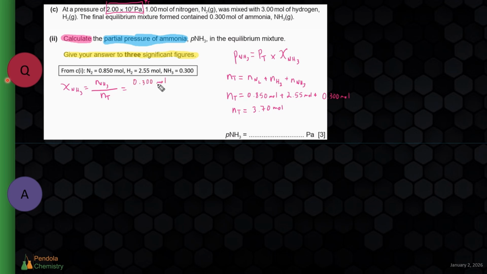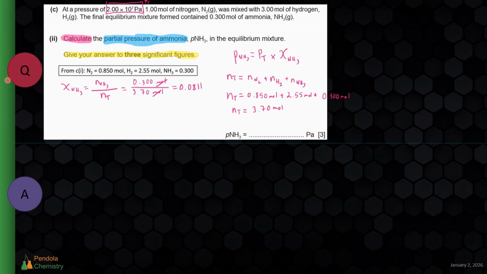So here, moles of ammonia we know are 0.300 moles over total moles, which is 3.70 moles. The moles cancel out. The mole fraction does not actually have a unit. And so the mole fraction here is going to be 0.3 divided by 3.7, which is 0.0811. And that again doesn't have units because the moles do cancel out.